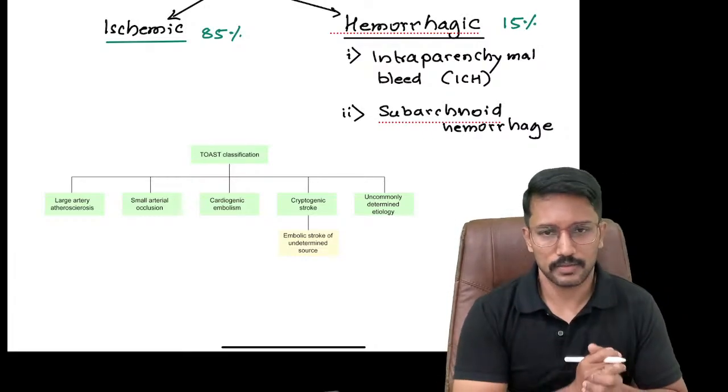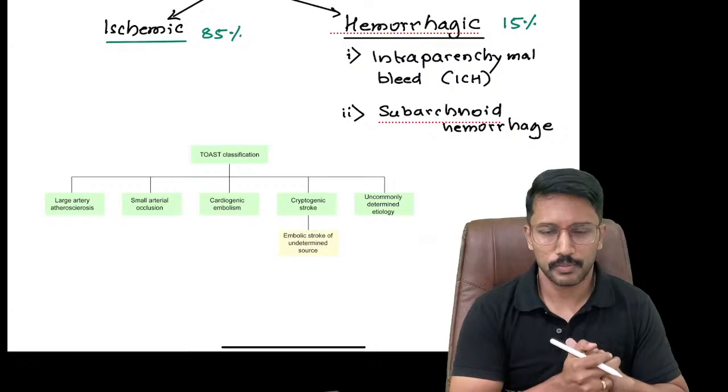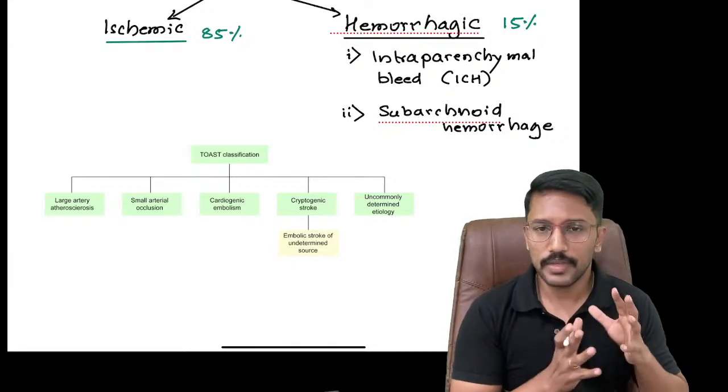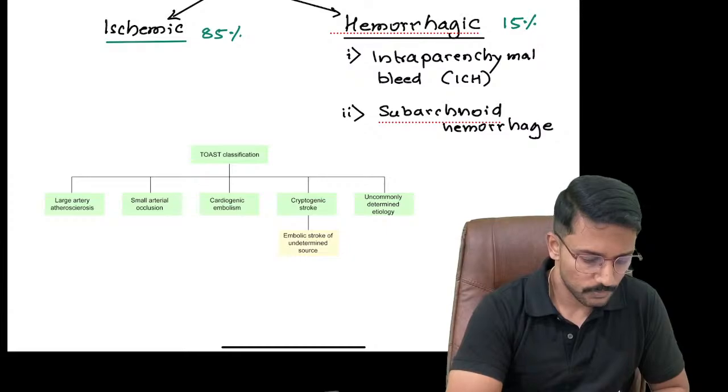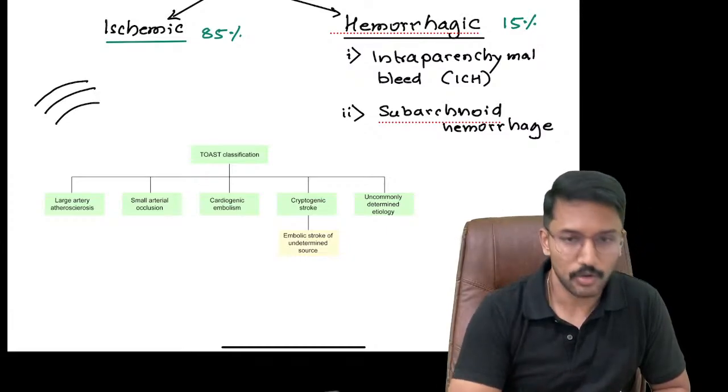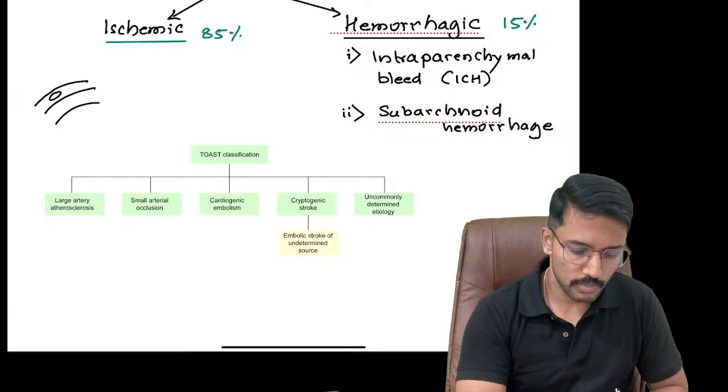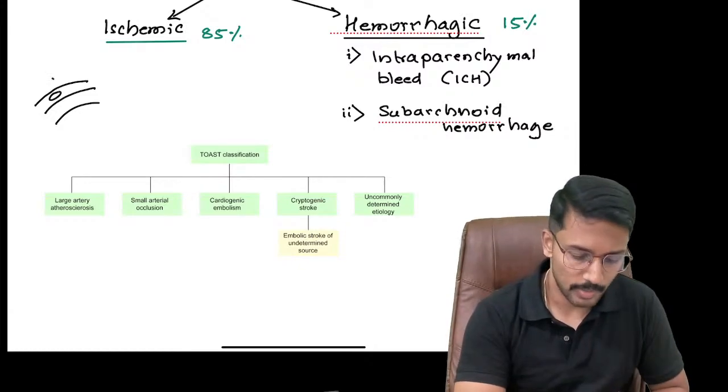So, as we go there, we will understand why hemorrhagic stroke also happens. Why are we not considering subdural bleed? See, you know that you have the dura mater, arachnoid mater, and pia mater, right? The subdural bleed is not considered, or epidural bleed.